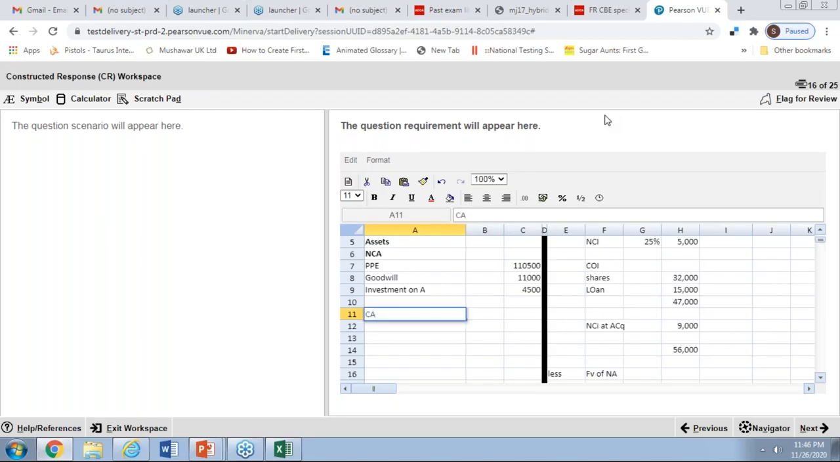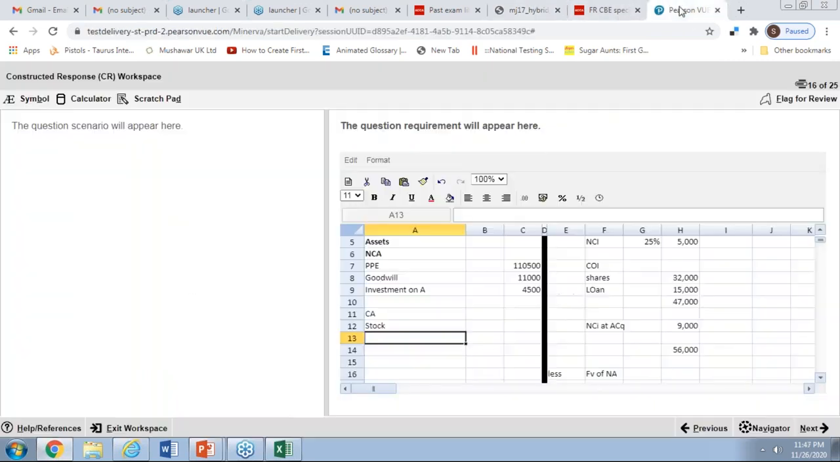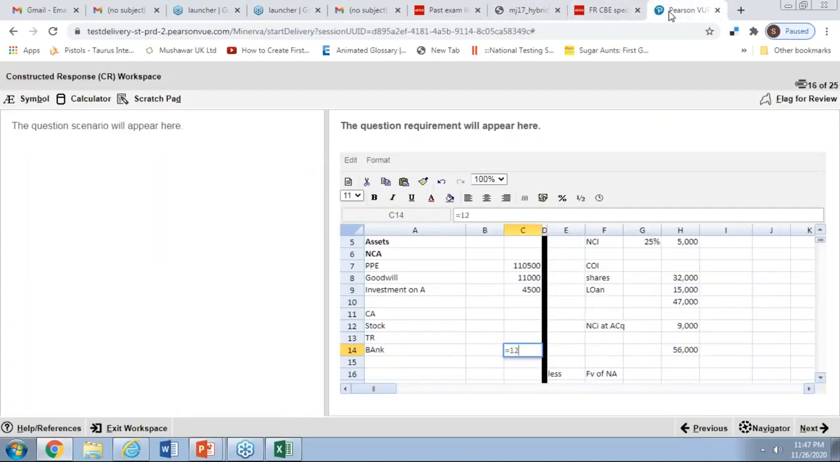Now moving on towards the current assets. First we take the stock. How many do you have here? Inventory, trade receivables and bank. It's always simple to deal with the bank first. It has 1,200 and 600. 1,200 plus 600 for the bank.